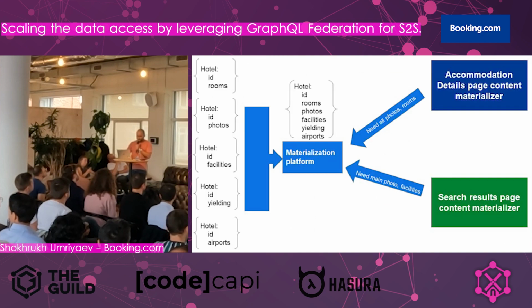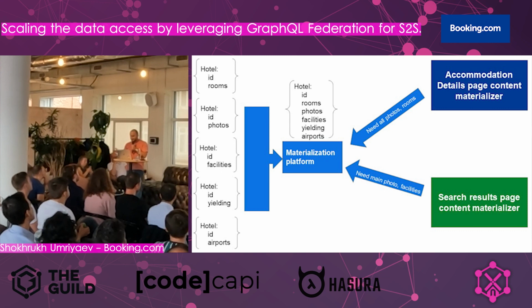So in the example, like I said, there is a rooms data source, there is a photos data source, facilities, etc. All of those data domains can define their own GraphQL schemas, as Yuri also mentioned. And on the federation layer, we converge them into one super schema. This way, we can allow the accommodation details page content materializer to request only the fields they need, which is photos and rooms, for example.